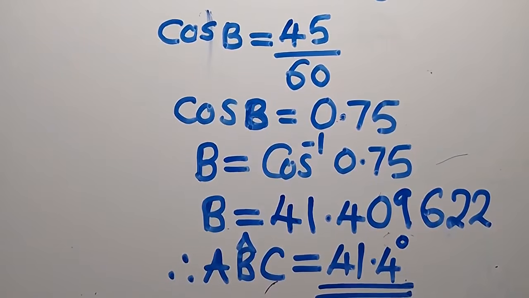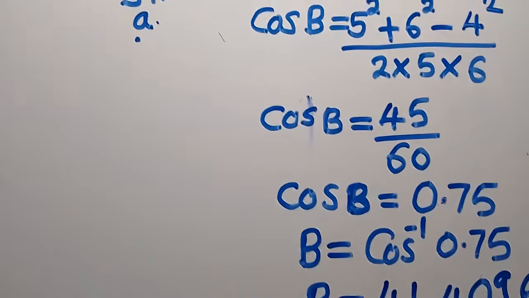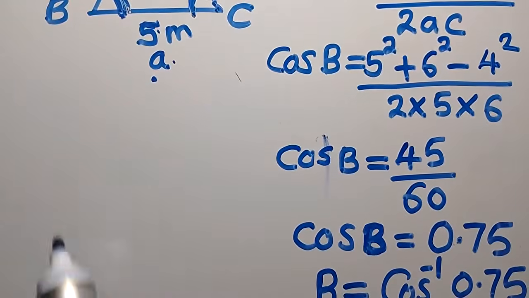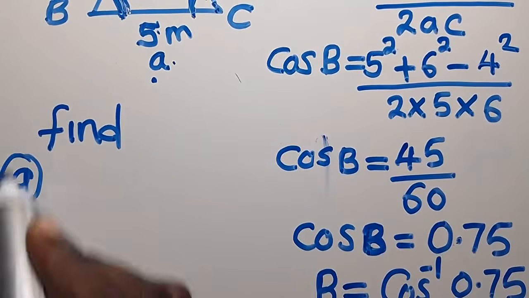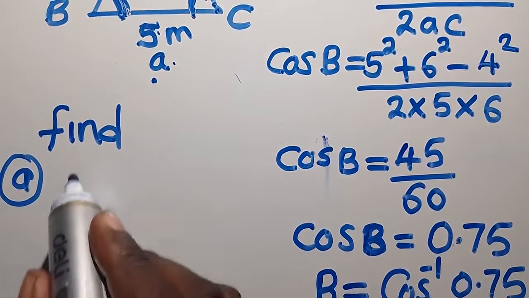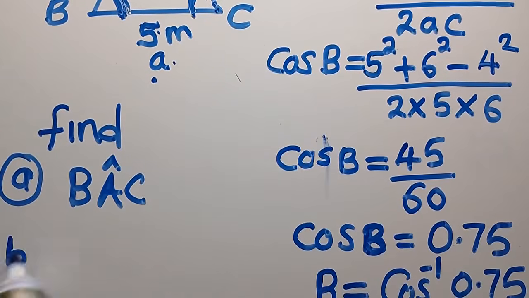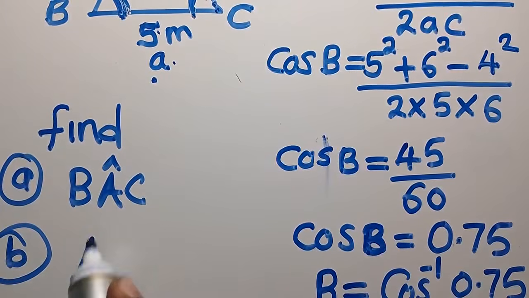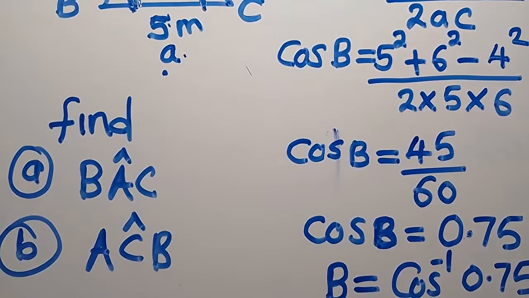So I hope you've seen how I was answering this. I want you to find this, so this is your exercise. On A, I want you to find BAC the same way I was doing it. On this last part, I want you to find ACB like this. So these are the 2 questions that I want you to practice, the same way I was doing with this.